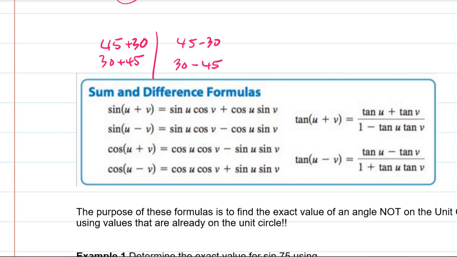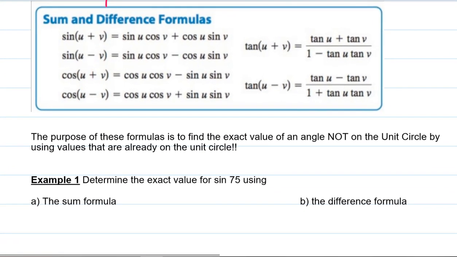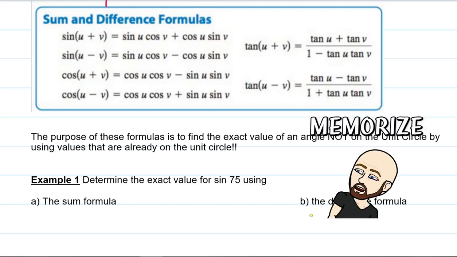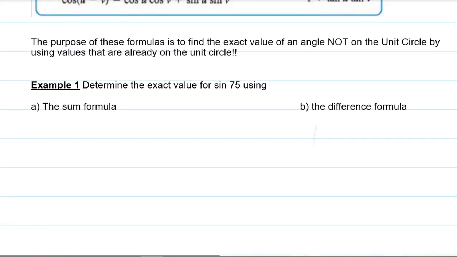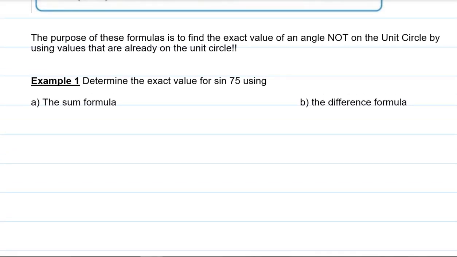The whole purpose of these sum and difference formulas is to find exact values for angles not on the unit circle by using values that are on the unit circle. So these are our 6 different formulas here: 2 for sine, 2 for cosine, 2 for tangent, 1 with adding, 1 with subtracting. That means there's going to be more than one way to do this. We're only going to take a look at this first example in the video, and we'll come back and do the other ones in subsequent videos.